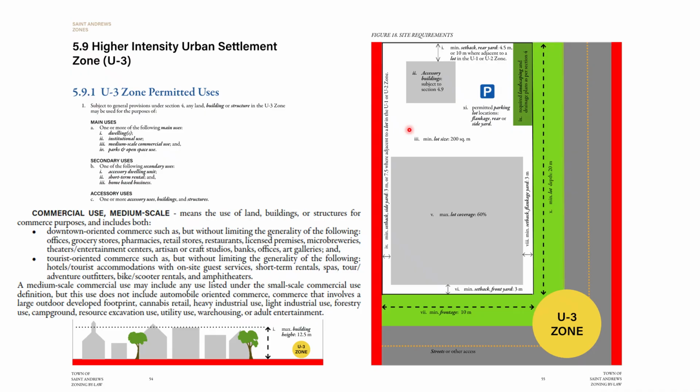So the new definition here is a medium scale commercial use. That's the use of land, buildings, or structures for commerce and includes downtown oriented commerce, such as, but without limiting the generality, offices, grocery stores, pharmacies, retail stores, restaurants, licensed premises, microbreweries, theaters, entertainment centers, artisan or craft studios, banks, offices, art galleries, and tourist-oriented commerce, such as, but without limiting the generality of the following: hotel, tourist accommodations with on-site guest services, short-term rentals, spas, tour adventure outfitters, bike scooter rentals, and amphitheaters.